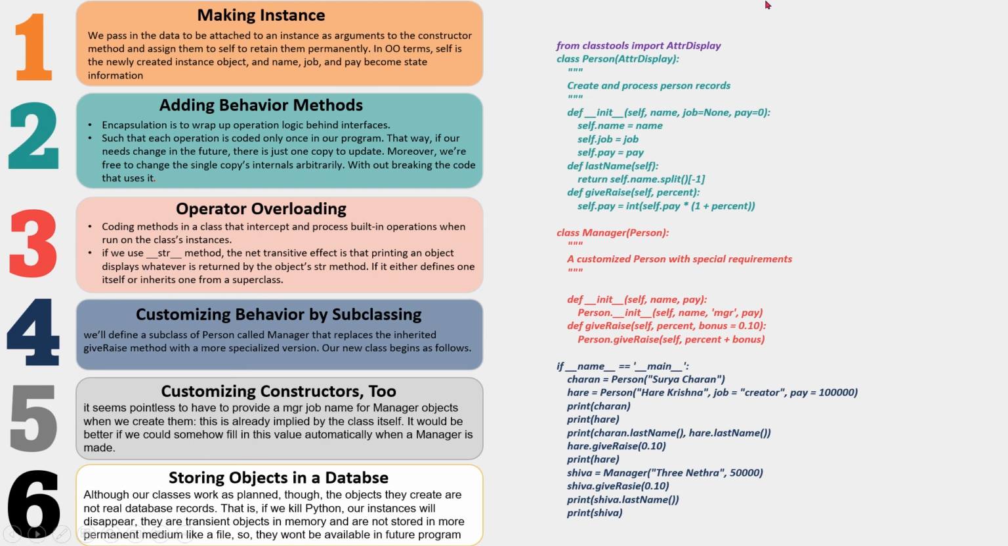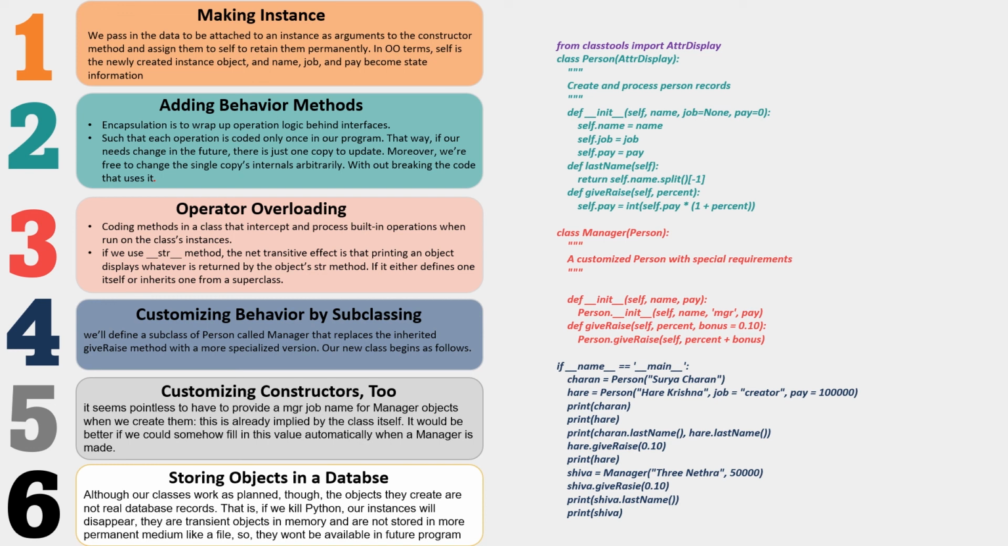So here you can see this is that display tool. By coding functions and classes in modules, we have ensured that they naturally support reuse. And by coding our software as classes, we have ensured that it naturally supports extension. Although our classes work as planned, the objects they create are not real database records.